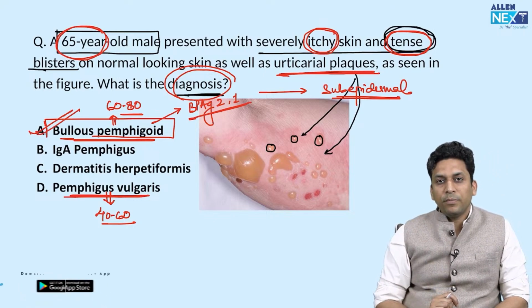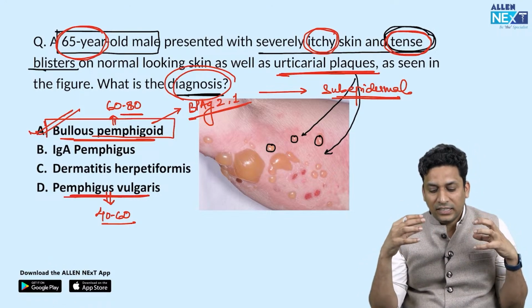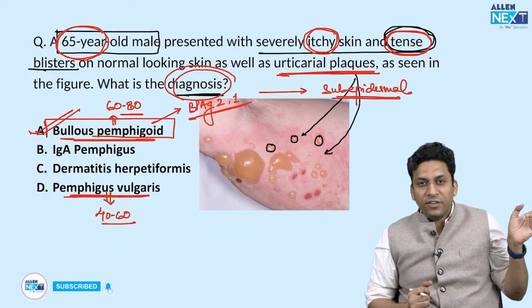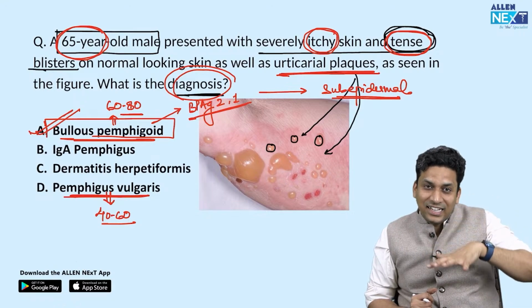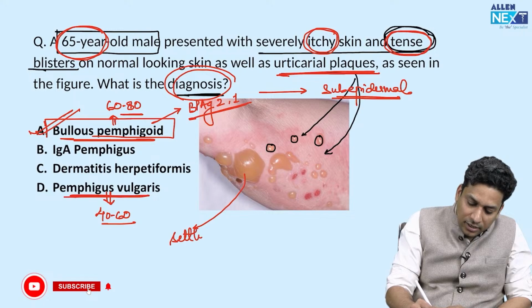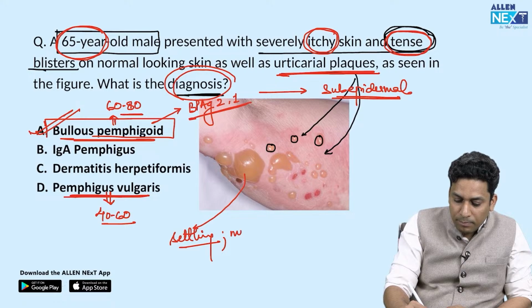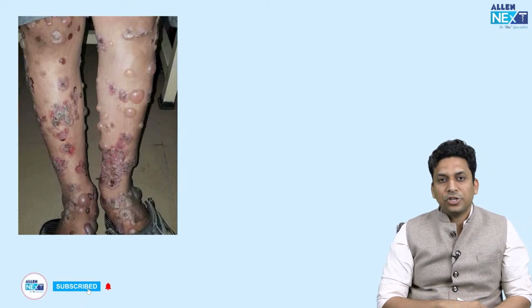One more important point to remember here is that these blisters do not easily rupture. In pemphigus they used to rupture and form erosions, but here they do not rupture and they might settle down. So there is settling of the lesions, and sometimes at the time of healing of these blisters, milia are also formed. So sometimes these points are also mentioned. Here you can again see a patient of bullous pemphigoid having very tense blisters.